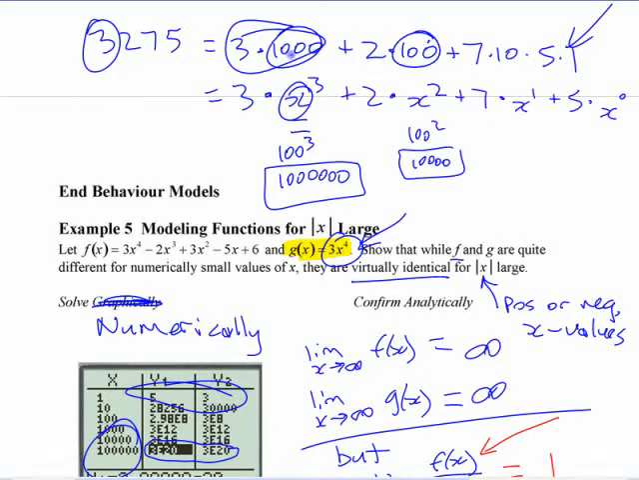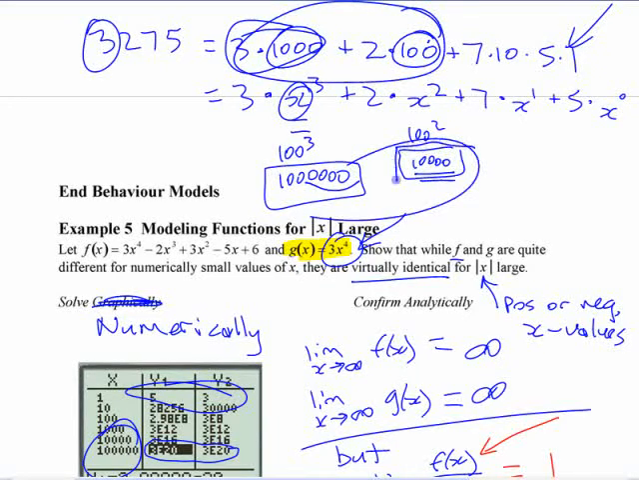100 is a tenth of 1,000. 10,000 is a hundredth of that, right? This is a tenth. This is a hundredth. The larger you make x, the less this matters to that. The larger you make x here, the less these terms matter.